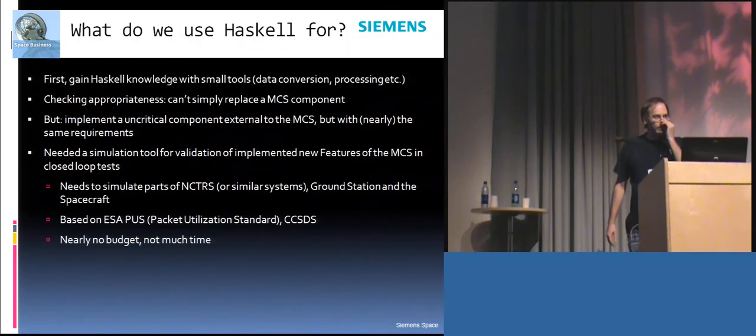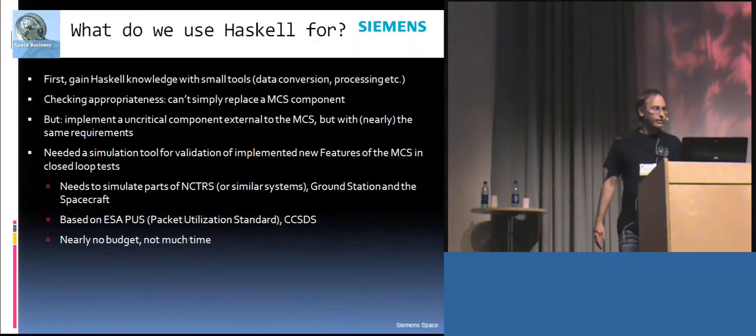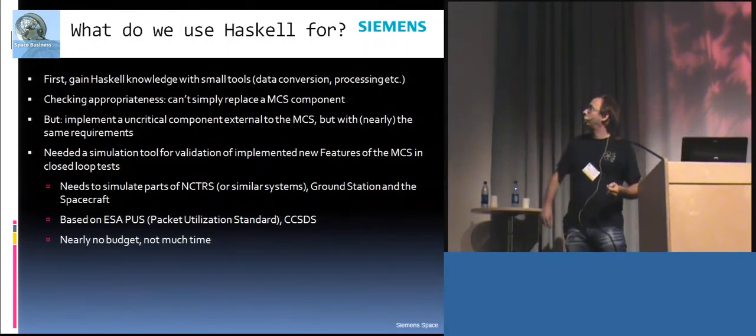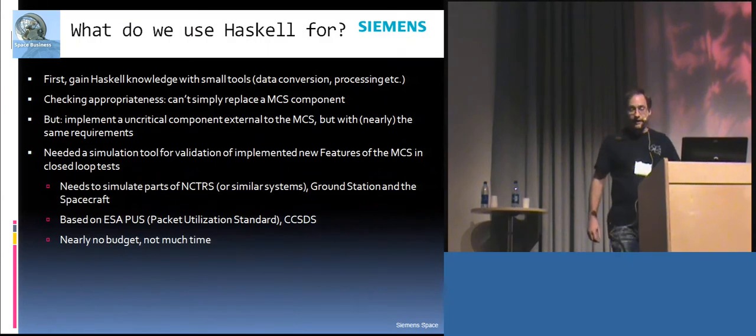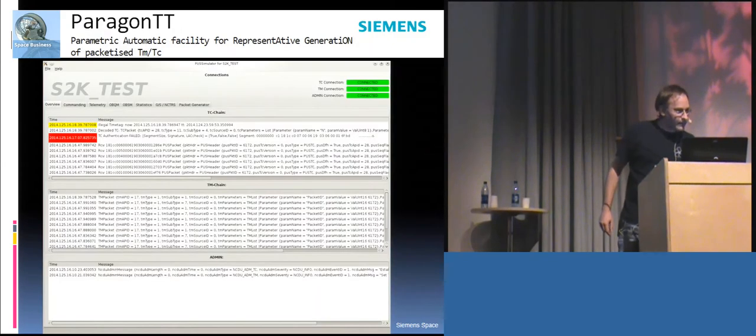So we needed a simulation and validation tool for the implemented new features of the mission control system so that we can test it in a closed loop. So you connect the mission control system to it and then execute a lot of tests. So it needs to simulate parts of the network control tracking and routing system, the ground stations, and of course parts of the spacecraft itself. It's based on the ESA packet utilization standard, which is a derived version of the CCSDS standard. And we had nearly no budget and not much time, so fairly common software project.